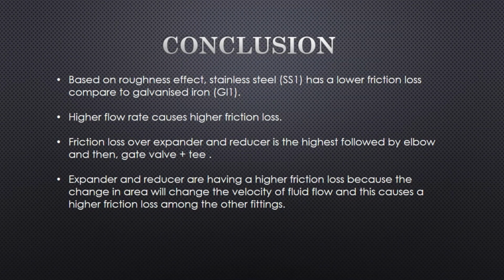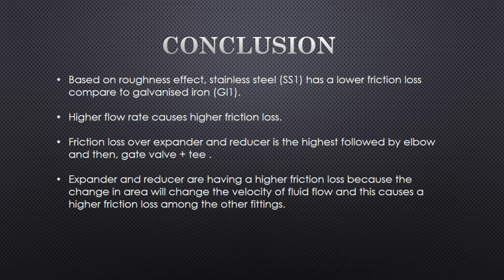From this experiment, we can conclude that there are several factors that affect the fluid friction in pipes and fittings. The first factor that contributes to fluid friction is pipe roughness, where the stainless steel has a lower fluid friction compared to galvanized iron. This is because the roughness of inner surface of galvanized iron is higher than the stainless steel. Different flow rates are also a parameter where the higher the flow rate, the higher the friction loss.